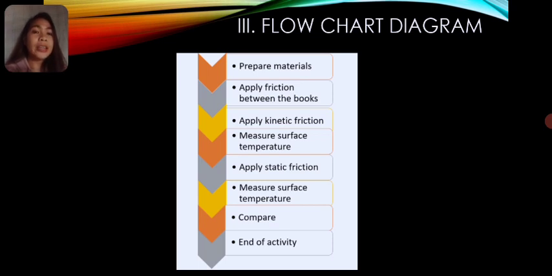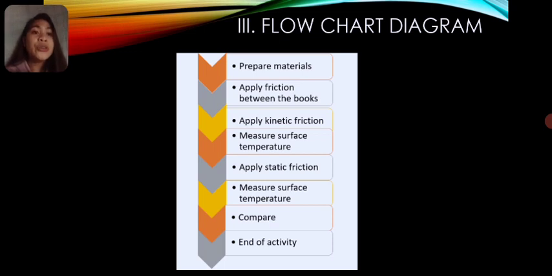In the PhET simulation app, we are going to apply friction between the books. There are two books there, the physics and the chemistry book. So, we are going to apply kinetic friction on the two books by rubbing the books against each other, and then we are going to measure the surface temperature. And then after that, we are going to apply static friction. In the same way as with kinetic friction, we are going to measure the surface temperature.